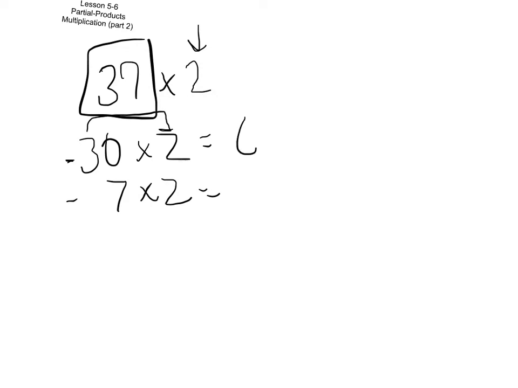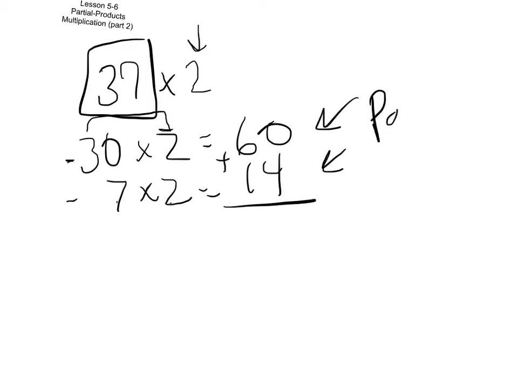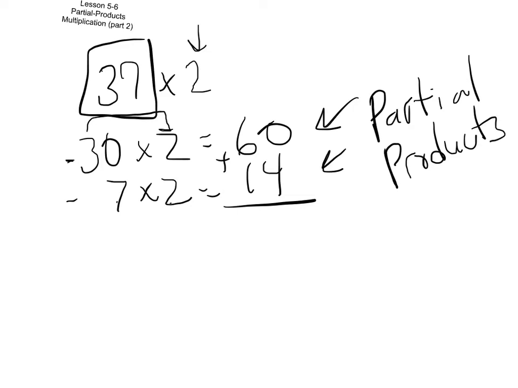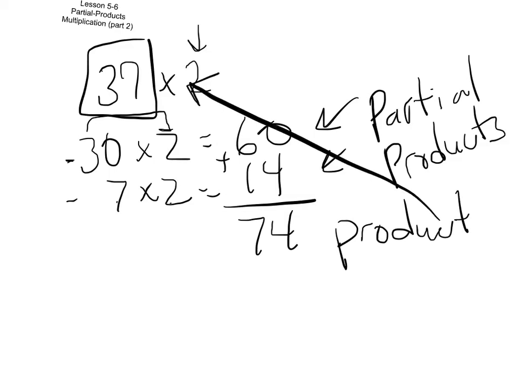So 2 times 3 is 6, put the 0 back on, 7 times 2 is 14. Then you would add these together, because these right here are the partial products. It's not the whole answer, it's the partial answer, so the partial products. And now when you add the two together, it gives you 74. This is the actual product of this question right there.